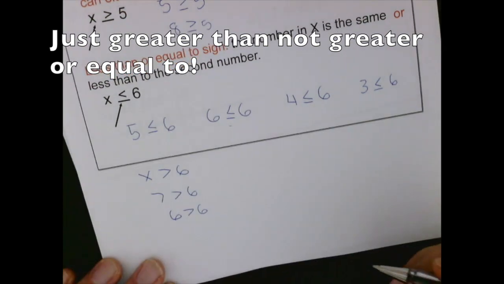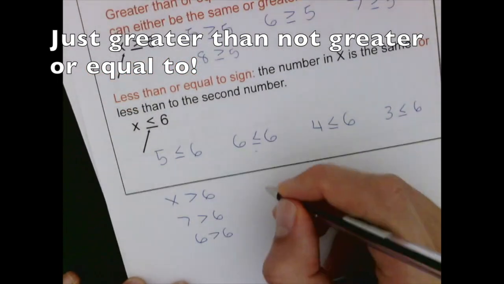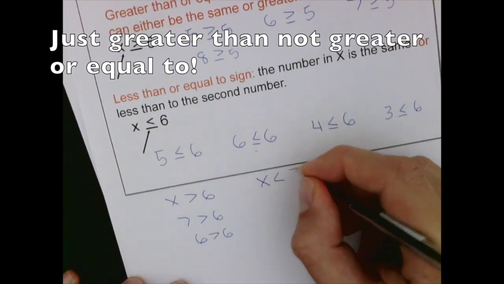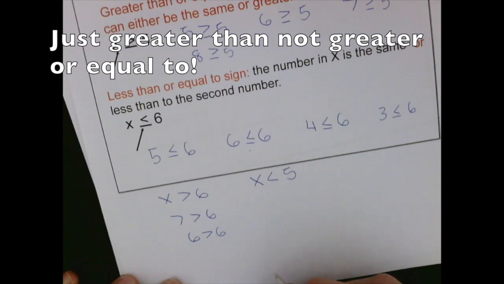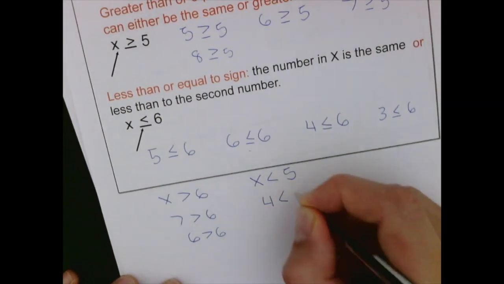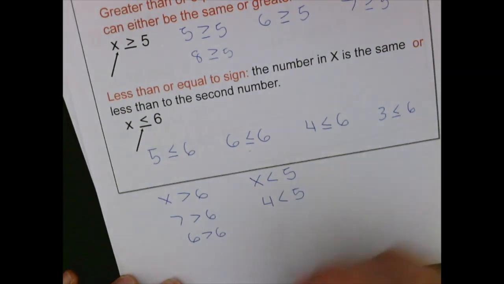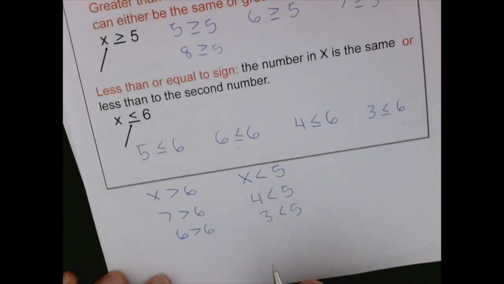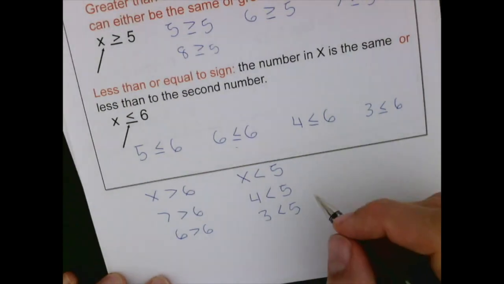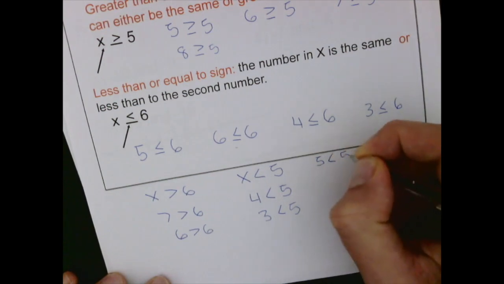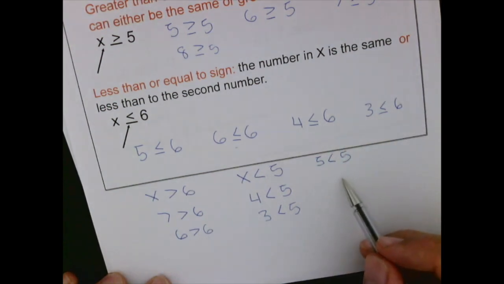Let's do the same thing for less than. X is less than 5. What are possible solutions for x? Well, 4 is a possible solution. 4 is less than 5. 3 is less than 5. And the solutions go on forever and ever. But notice that 5 is not a solution, because 5 is not less than 5.